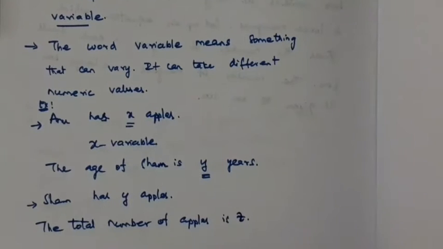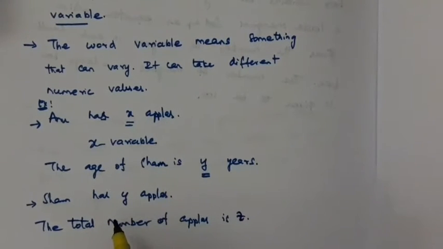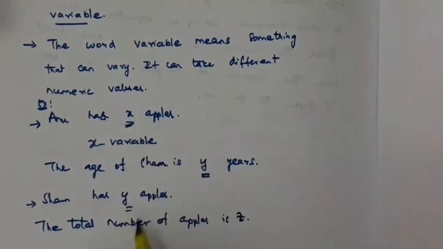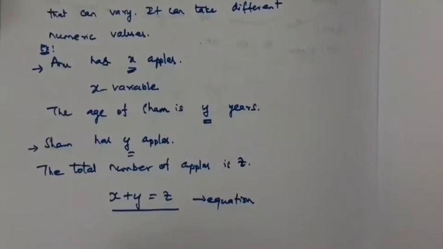Okay, now I am imposing a condition on these variables. What is the condition? Anu has x apples, Shyam has y apples. So the total number of apples is z. So the equation becomes, if you add this and this, x plus y, that should be equal to z. Now this is called an equation. Okay, x plus y equal to z. So x is a variable, y is a variable, z is again a variable. If you impose a condition on the variable, then that leads to an equation.